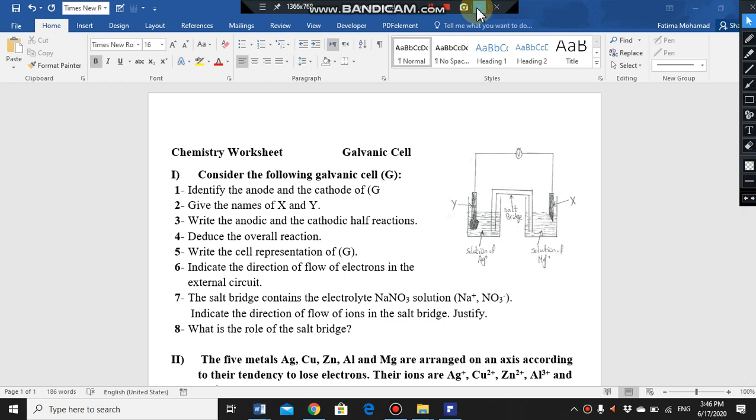Hello grade 8, today we're going to solve a chemistry worksheet about galvanic cells, and the first question, let's start with, is: consider the following galvanic cell.